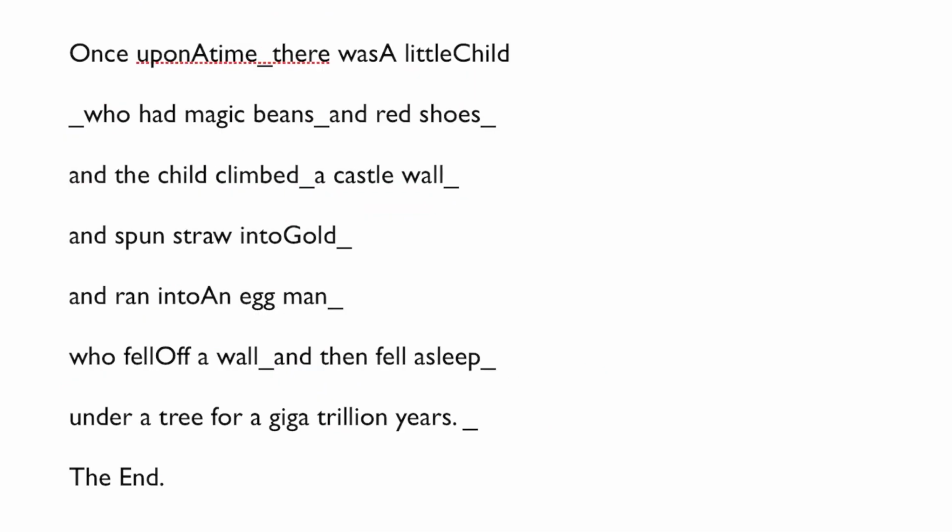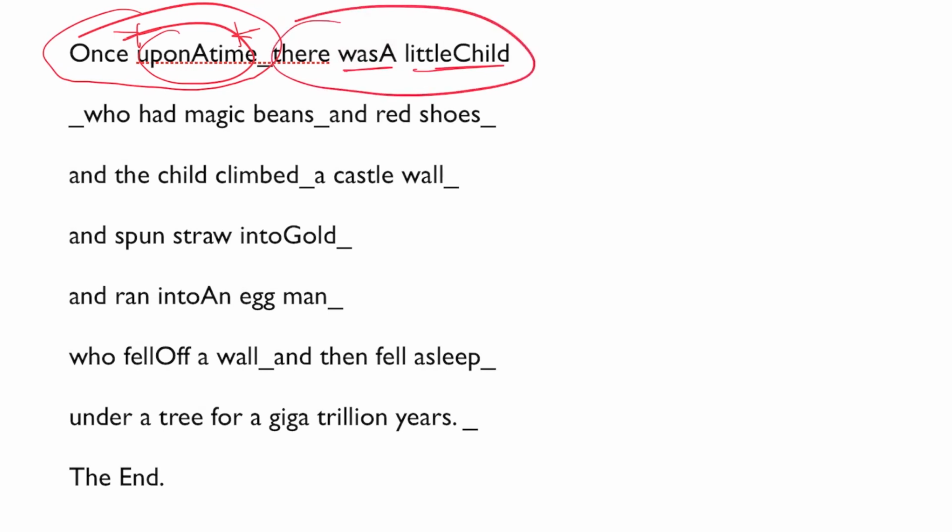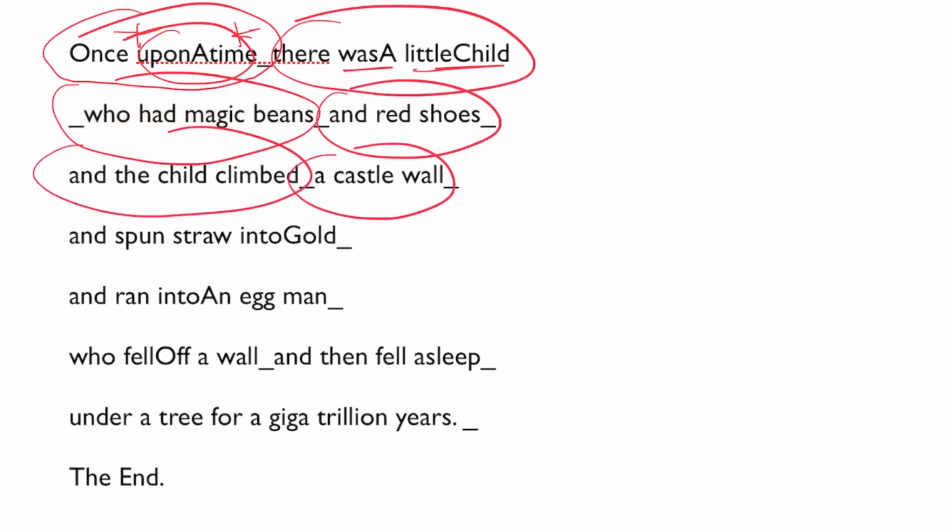Now, this is another way to look at what Siri's doing. So if we go to the first one there, we've got once upon a time. Upon a time is actually reduced, if you like. So upon a time is now together. There was a little child. This is now one speech bubble, but there was a little child who had magic beans and red shoes, okay? And the child climbed a castle wall, okay, and spun straw into gold. So I'm going to say that into gold is now joined together.